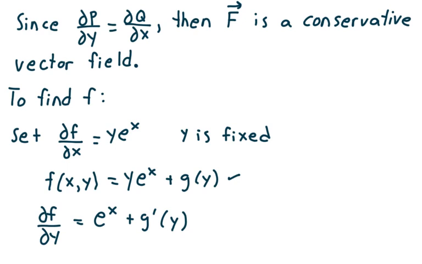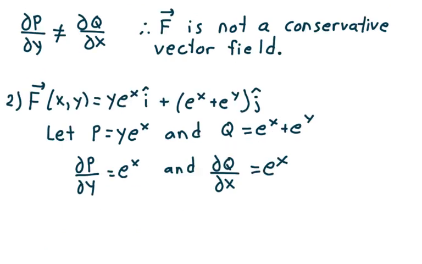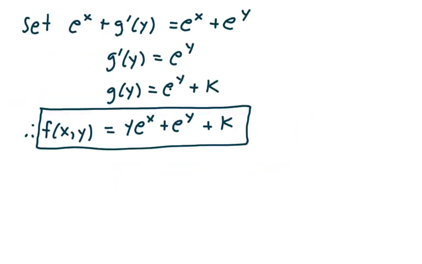And we're going to use the second component of this vector field to get a handle on g of y. So from here, set e to the x plus g prime of y equal to e to the x plus e to the y. The e to the x terms cancel, and we have g prime of y is equal to e to the y. So g of y is equal to e to the y plus k. And remember, k is a constant.